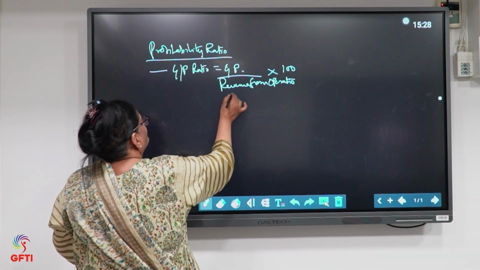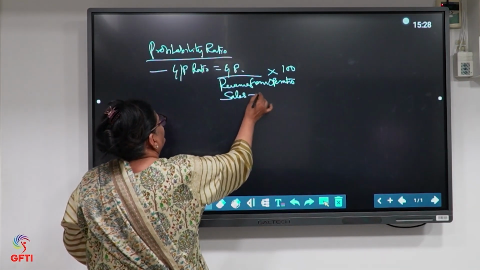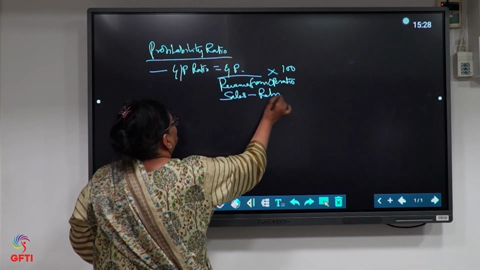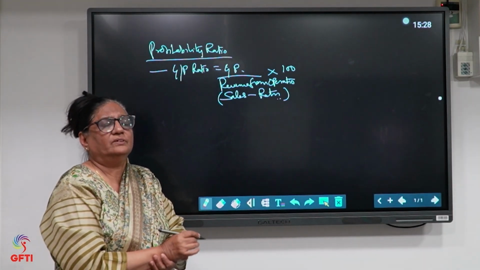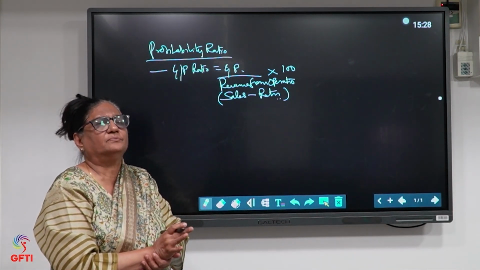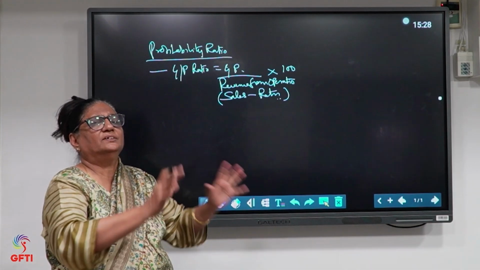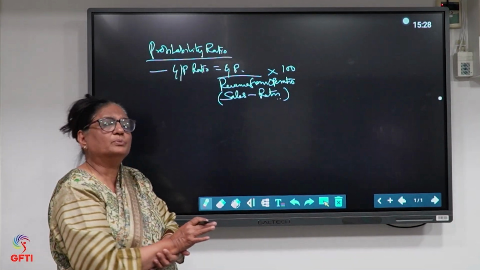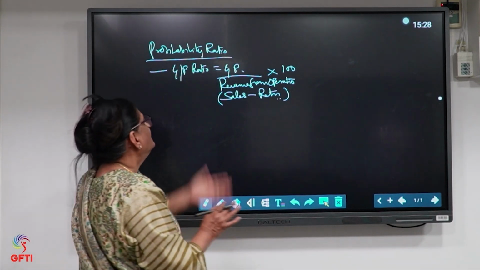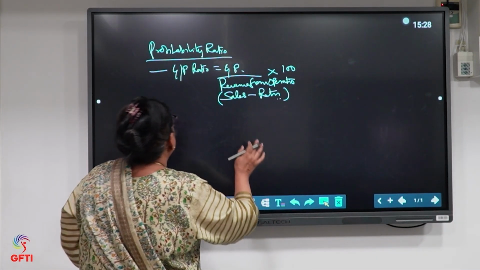Remember, revenue from operations is sales minus sales return. The terms are different now. When we started using company accounts as per 2013, we changed the way of presenting things in the statement of profit and loss and the balance sheet. But that is the first ratio.